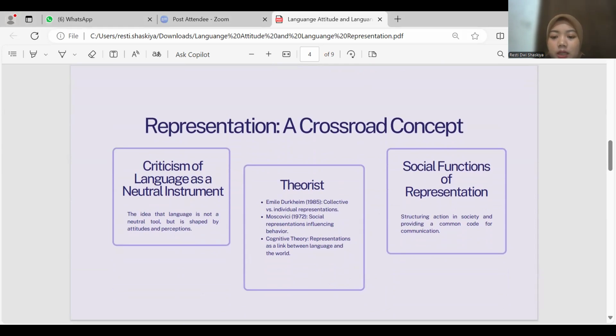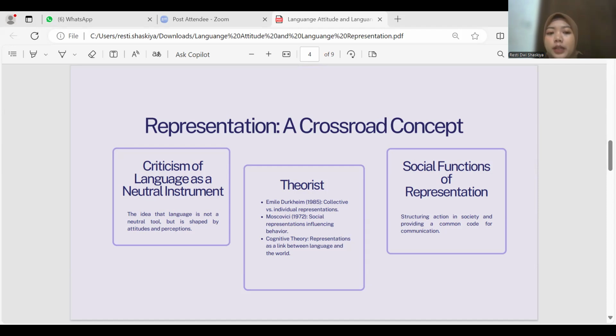In this section, I will explain first the criticism of language as a neutral instrument. Language is not just a neutral tool for communication only. It is shaped by people's attitudes, beliefs, and perceptions. This means that the way we use language reflects how we think and feel about it, rather than being just a simple, unbiased method of communication. For theory, we have three examples from the experts.